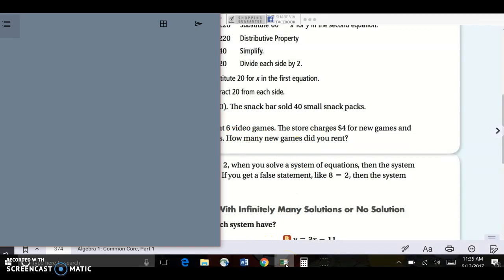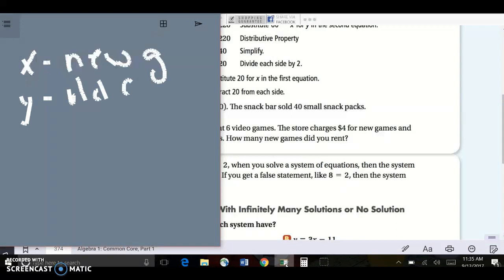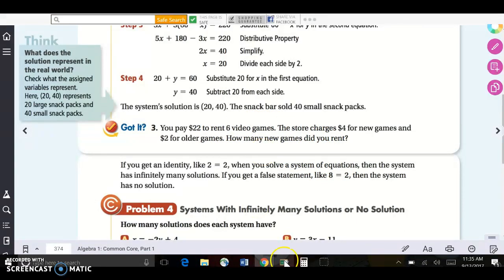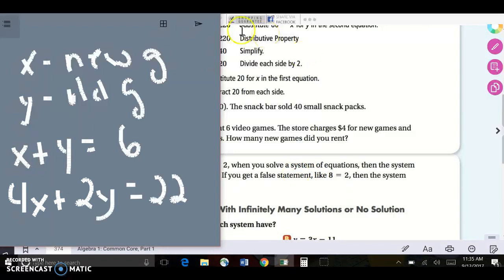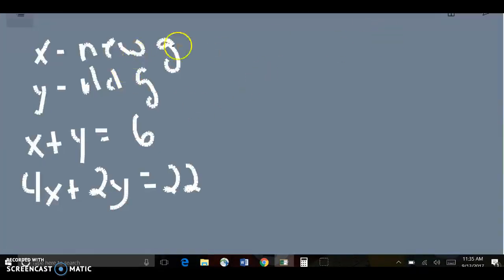All right, so let's do the same thing. So we'll say x is my new games and y are my old games. Okay, and so I know that x plus y equals 6 games. They rented 6 games, right? And the new games were $4, so that's 4x. And the old games were $2, and I paid $22. So there's my system of equations. So I'm going to make it bigger so I can write a little bit better.